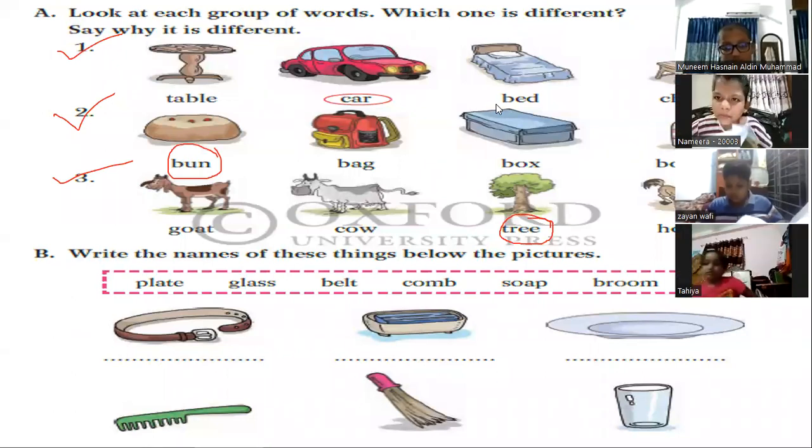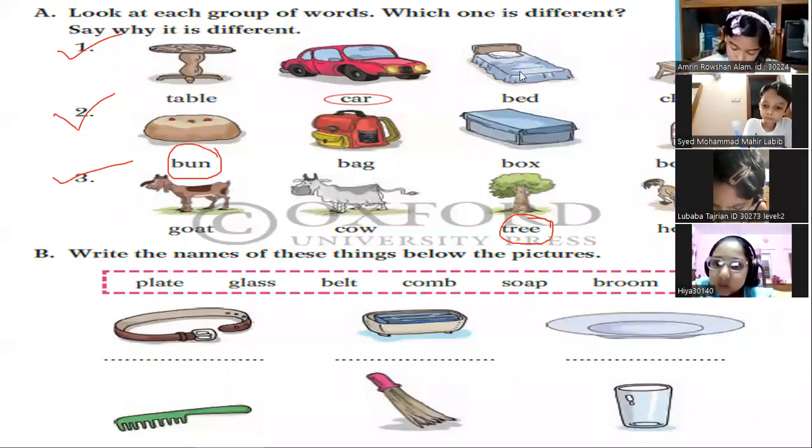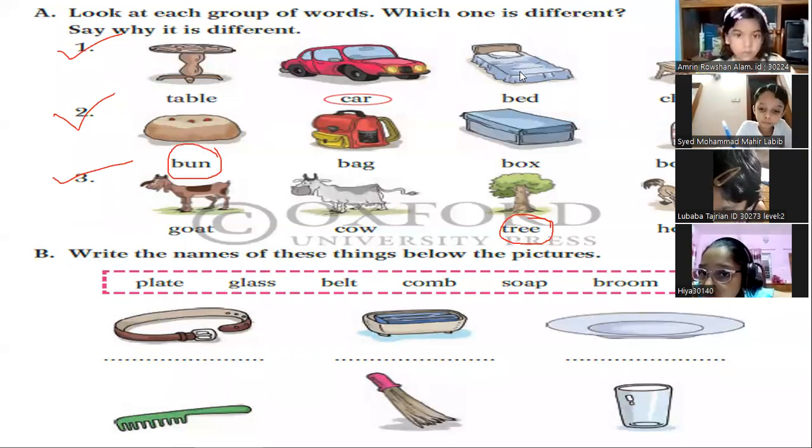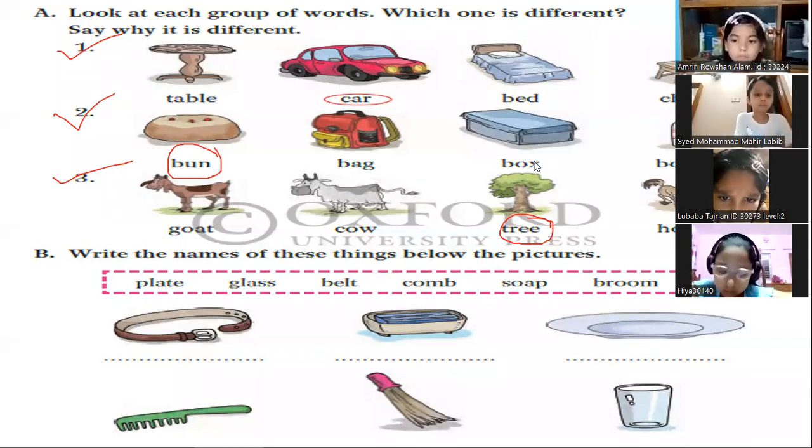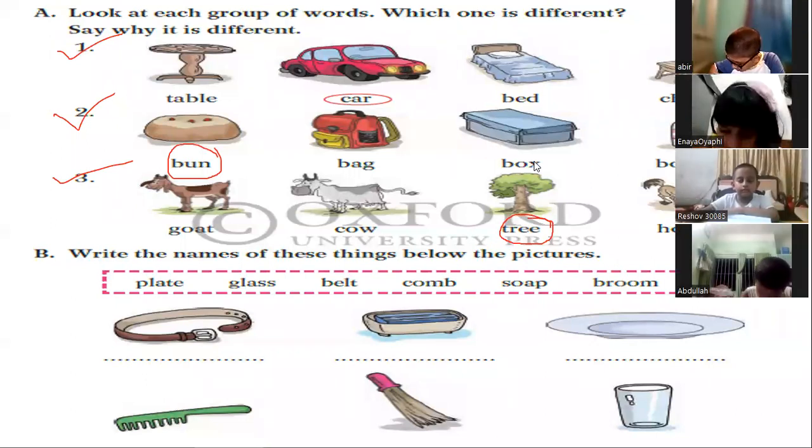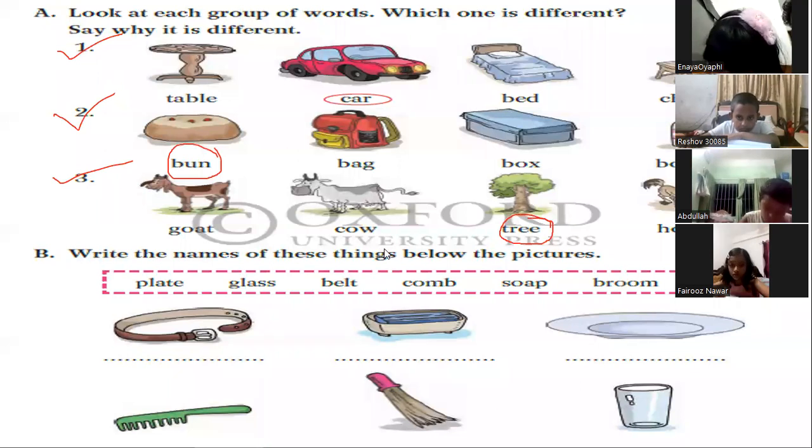Yes, Reshab, I know that you have done already. Fast. Your writing should be fast enough. 2 minutes time only. Fairuz Nawar, what are you doing? Okay, I said to write down the names of the pictures. Write the names of the pictures. Put the words above.